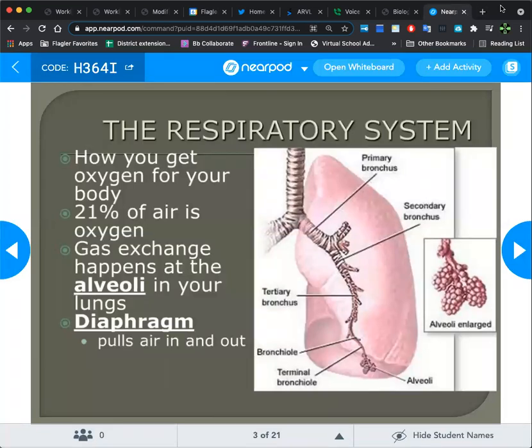So I want to talk about the circulatory system since that's what the assignment's about. But before we get into the circulatory system, I'm just going to talk briefly about the respiratory system because they kind of work together. So respiratory system, obviously, it's how you take in oxygen.